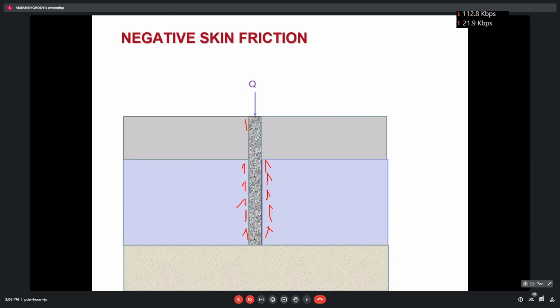Now, if the soil itself goes down, in that case, friction will be acting in the downward direction. The pile will be subjected to a drag in the downward direction. Since this friction is acting downward instead of upward, that's why it is negative skin friction. Clear?